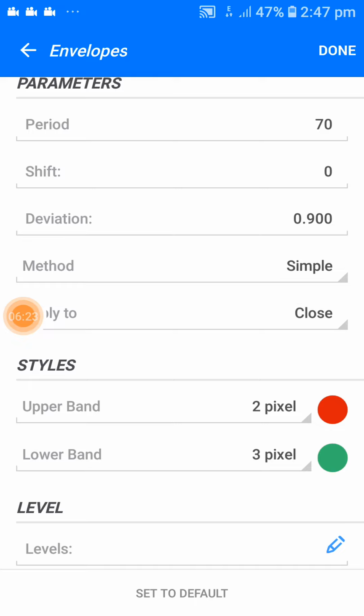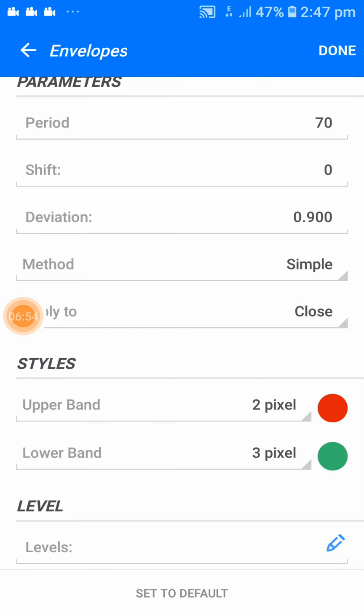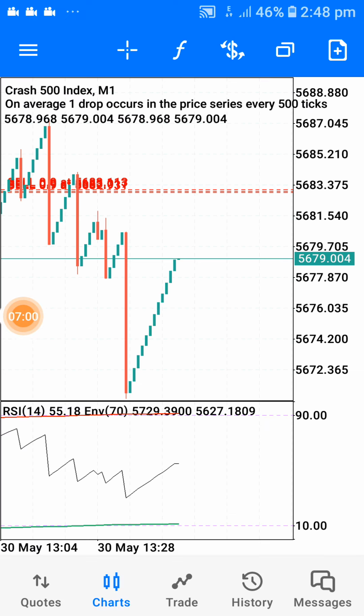So what I'm saying is this: the red I'm using for the upper bound is to identify when to sell. The lower band I am using, the green, is to identify when to buy. Like I said earlier, the red is to know when to sell, the green is to know when to buy. I don't need level here. So the next thing is to click the done button, and I am done with that.